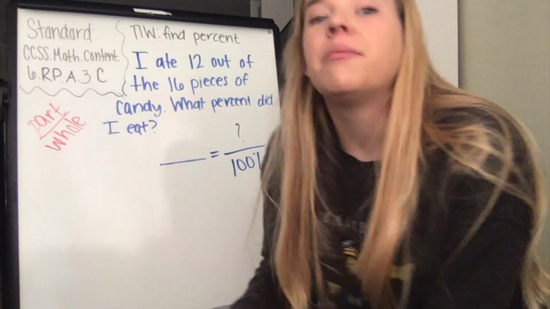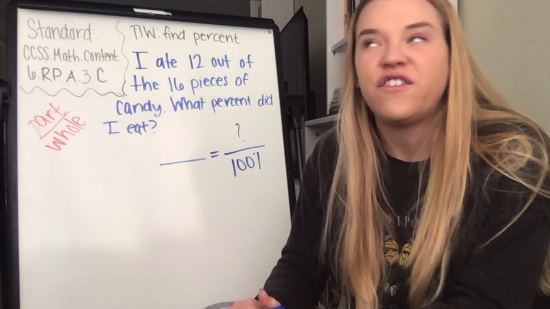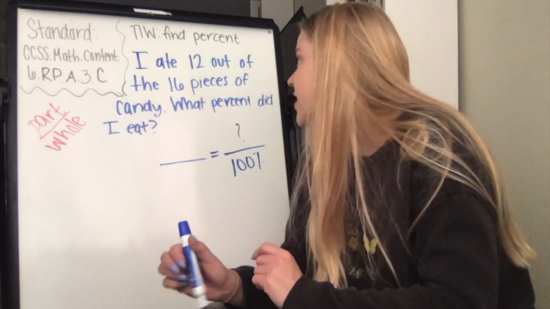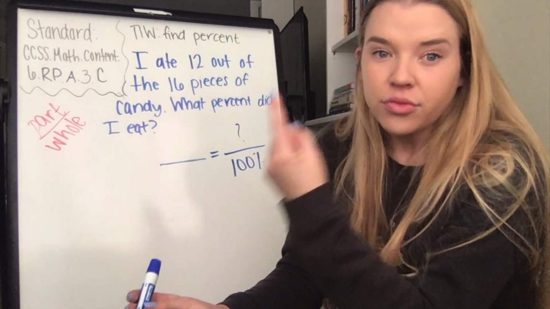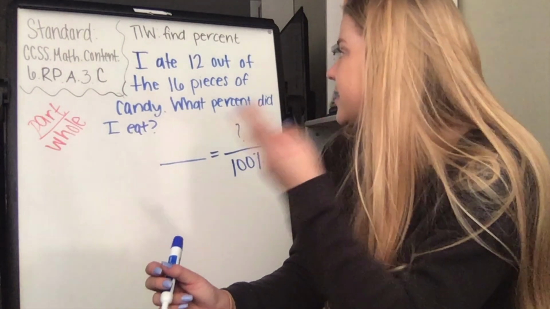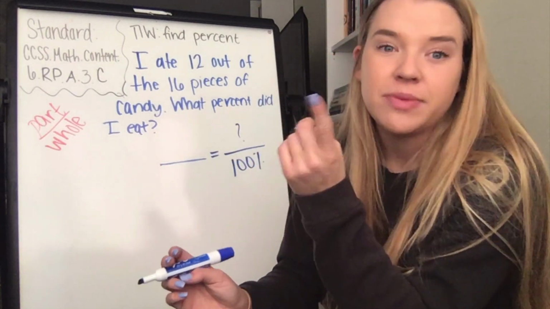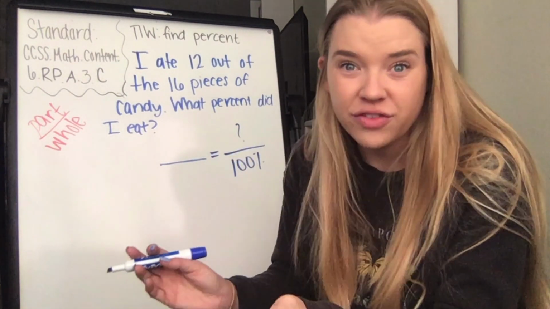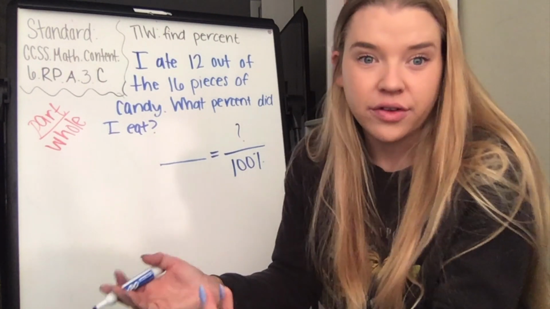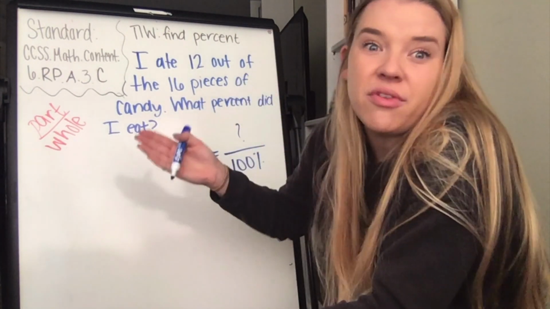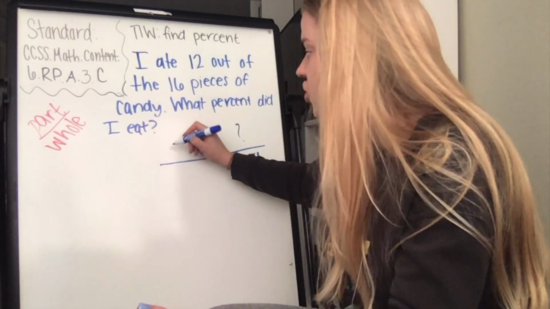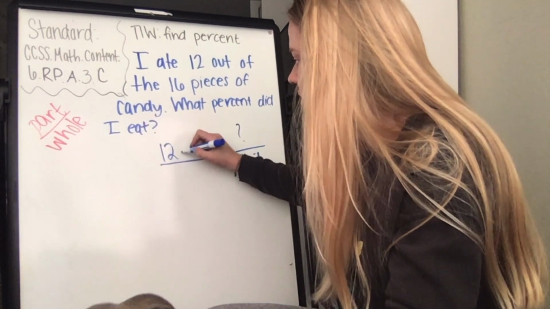So now I have to see my other 2 numbers, and where those fit into this equation. I ate 12 out of the 16 pieces of candy. What percent did I eat? My two other numbers are 12 and 16. I ate 12 pieces of candy. Did I eat all of the candy? No, I only ate 12 out of the 16 pieces. So 12 would just be a part. That's just some of the candy. I didn't eat all of it.